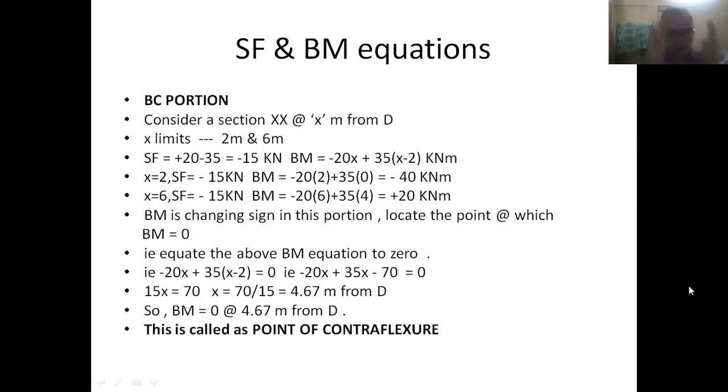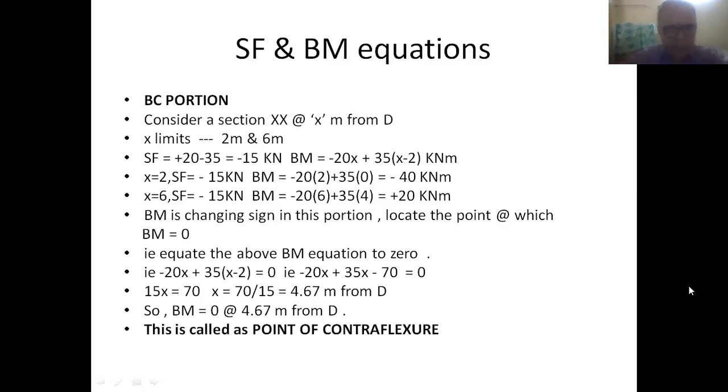So friends, indicating the points of contraflexion is also very, very important after preparing these bending moment diagrams. So using these rules, we have to find out the values of x.